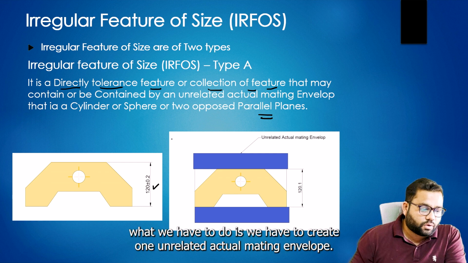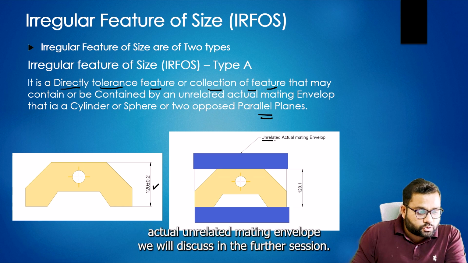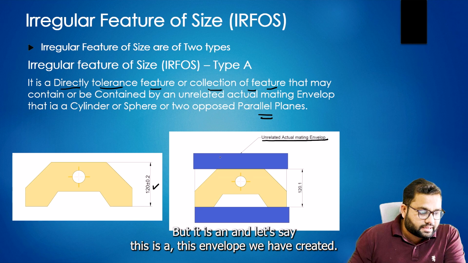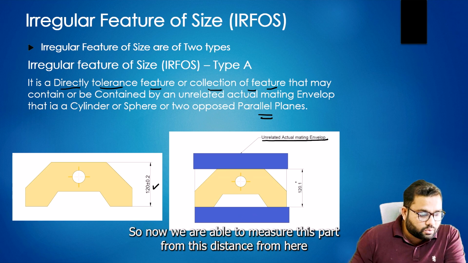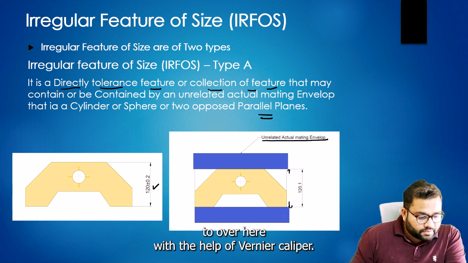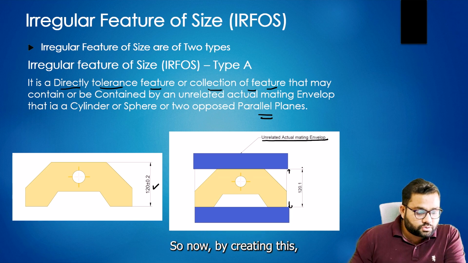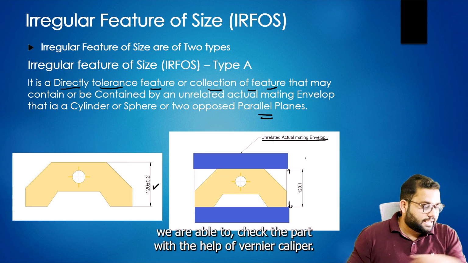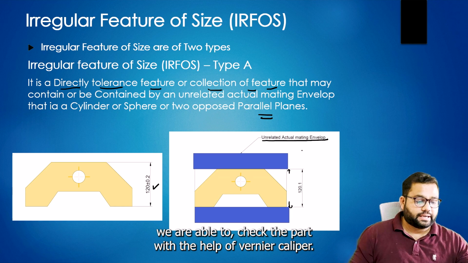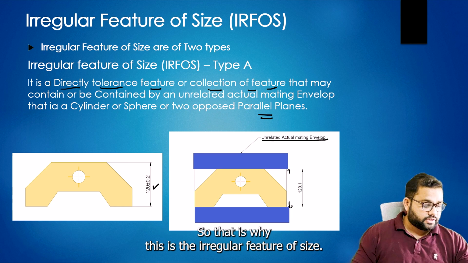So for that, we have to create one unrelated actual mating envelope. What is this unrelated actual mating envelope? We will discuss it in a further session. Let's say this is the envelope we have created, above that part and below this part. Now we are able to measure this part from here to over here with the help of a vernier caliper. So by creating this actual mating envelope, we are able to check the part with a vernier caliper. That's why this is the irregular feature of size.